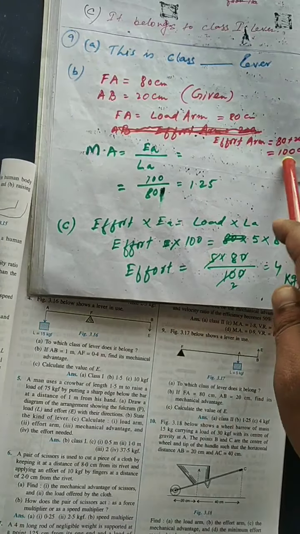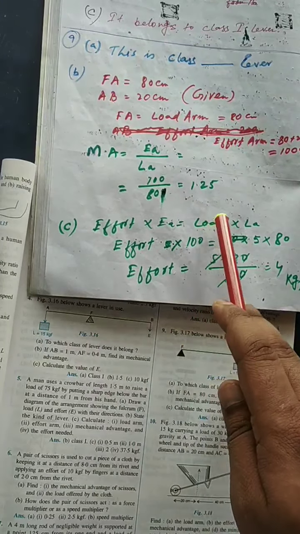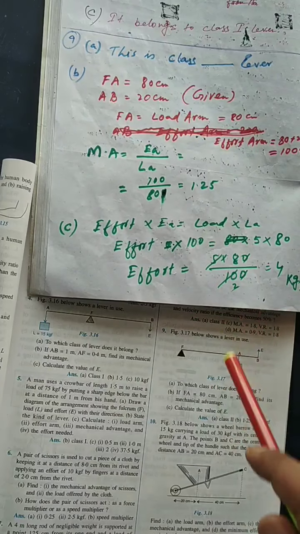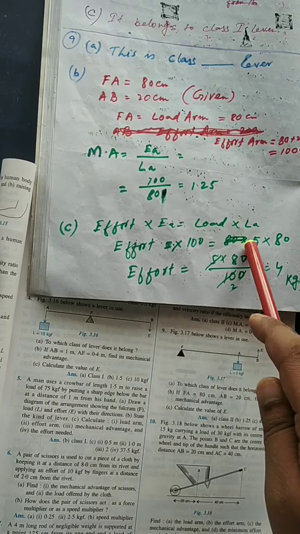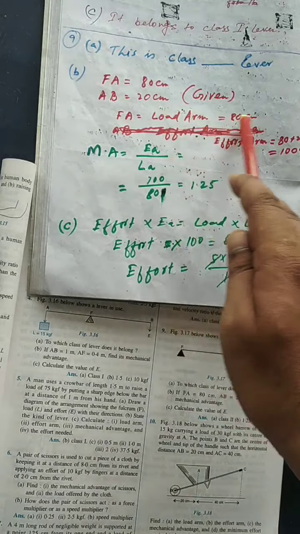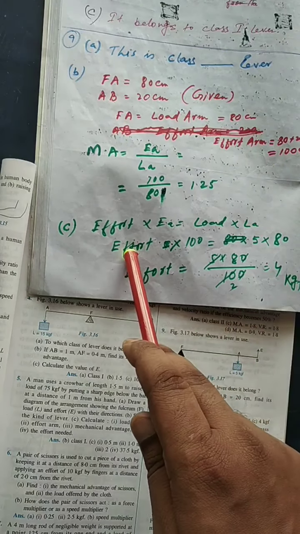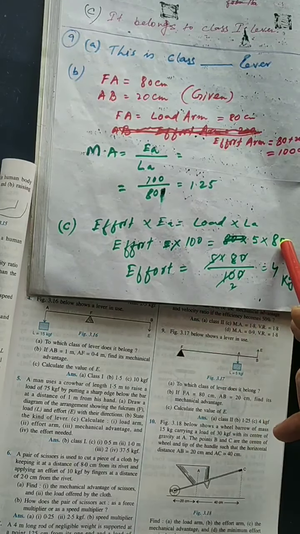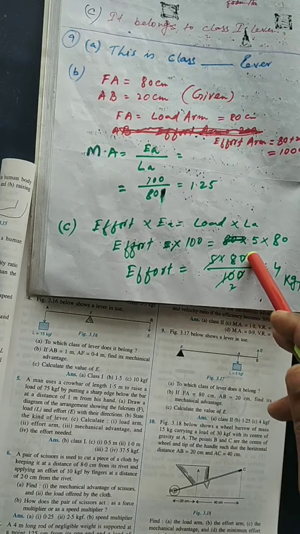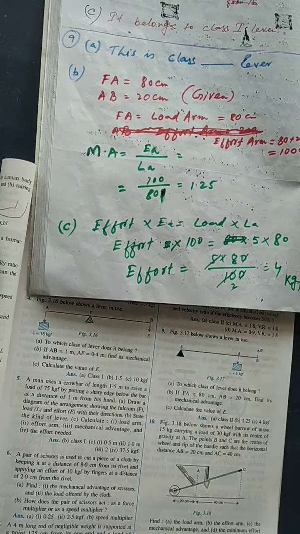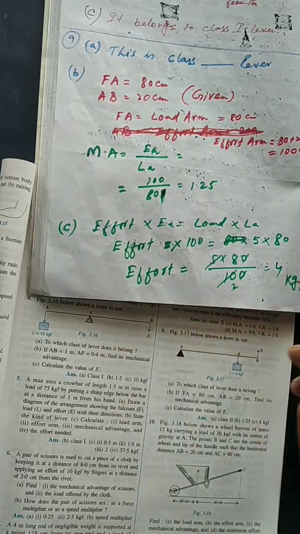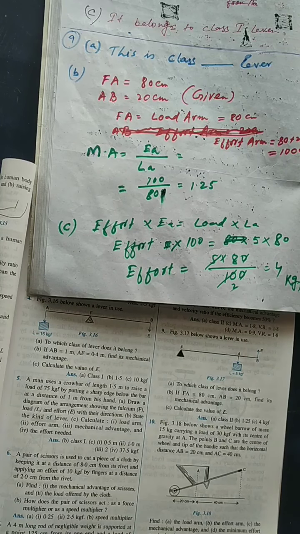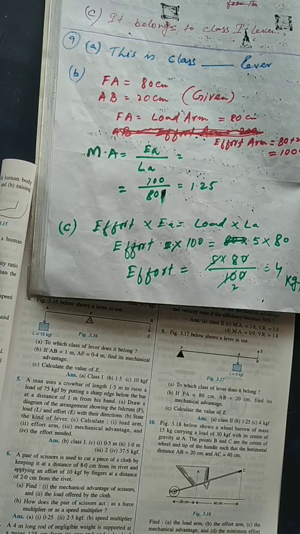Now effort arm we have to calculate. Effort arm is given 100. Load is given 5 kgf. Put the value 5. Load arm here given 80 centimeters. Now effort into 100, 5 into 80. Now this 100 will go down. By calculating we get the value of effort. Effort equal to 4 kgf. Okay. It's a very simple question. Hope you have understood.